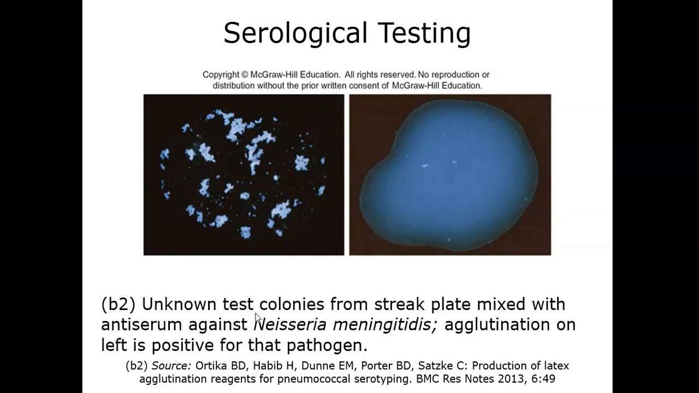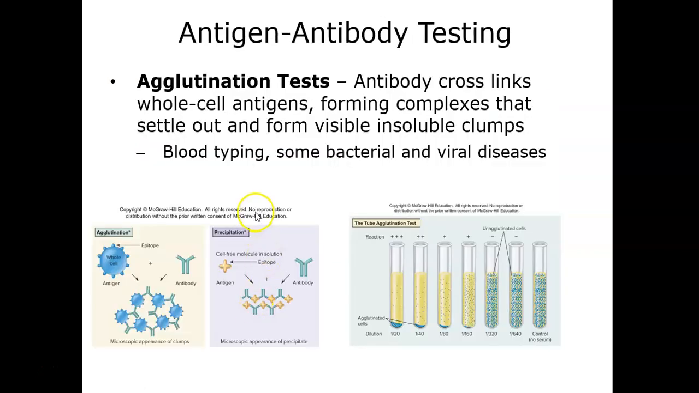Again, just some other pictures showing you some different examples. We just talked about agglutination, which is an antibody reaction to a whole cell antigen. So we basically take the entire whole cell, we mix it with an antibody, and we look for the presence of these antigen-antibody complexes that form, generating this clump. And this clump is insoluble, so it basically settles out of the solution.